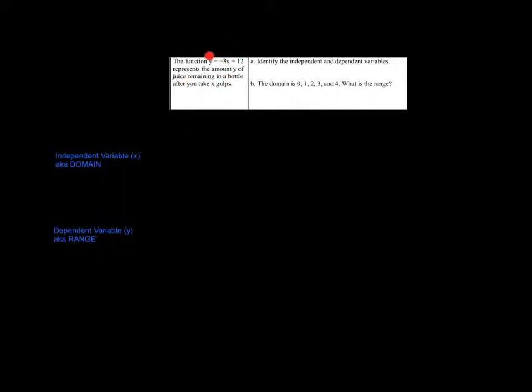So they gave me a situation here. They said the function y equals -3x plus 12 represents the amount y of juice remaining in a bottle after you take x gulps. So identifying the independent and dependent variable should be fairly easy here because they told me that y is the juice remaining. Well, the dependent variable is y. So I know that for my dependent variable, it would be the juice remaining. Okay?